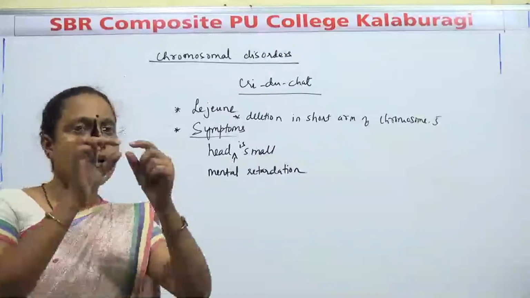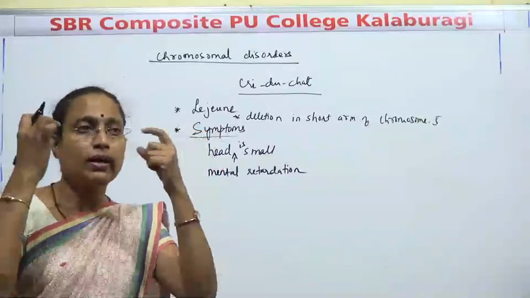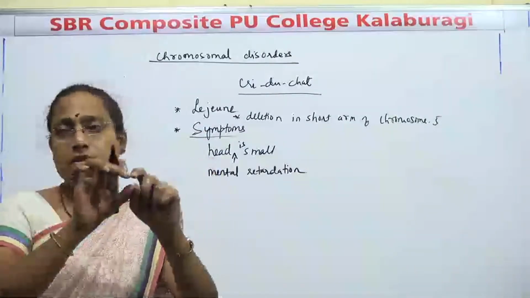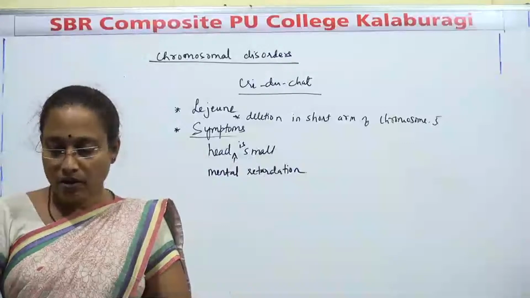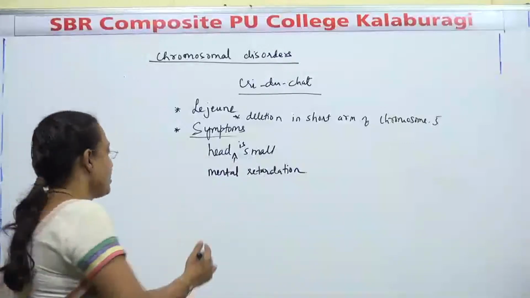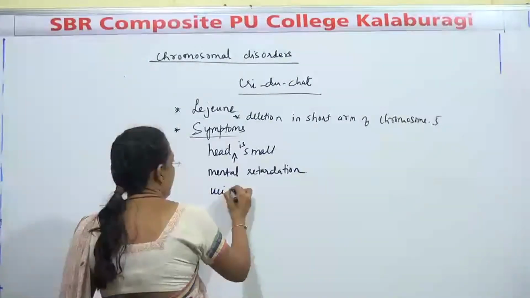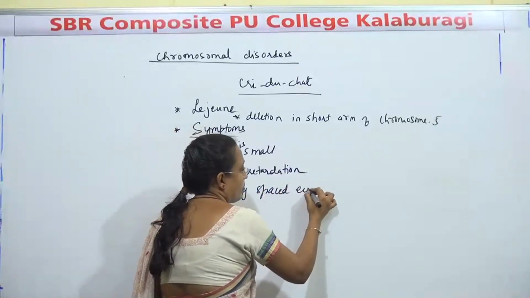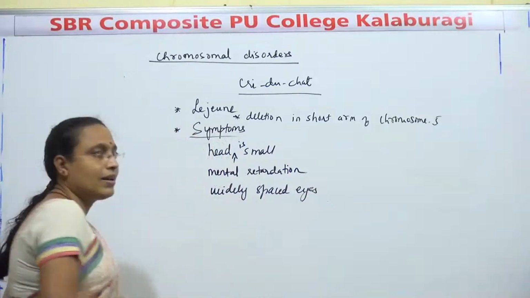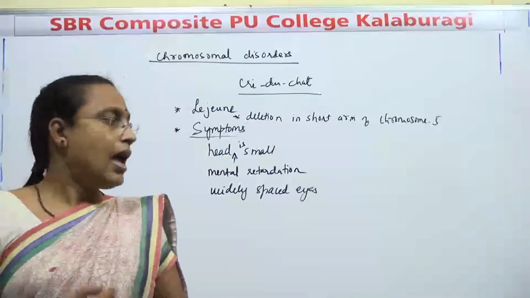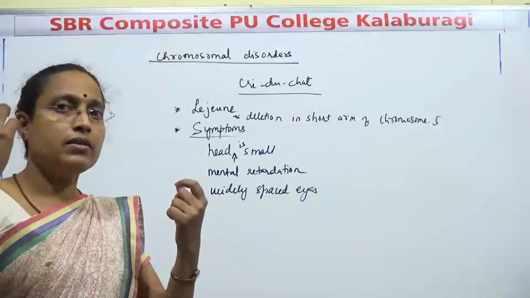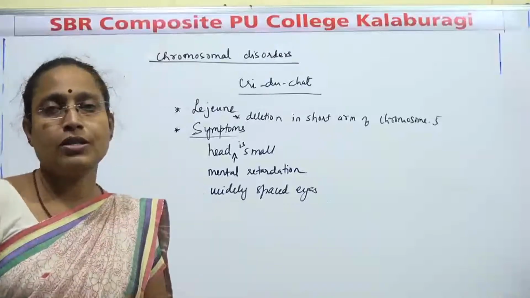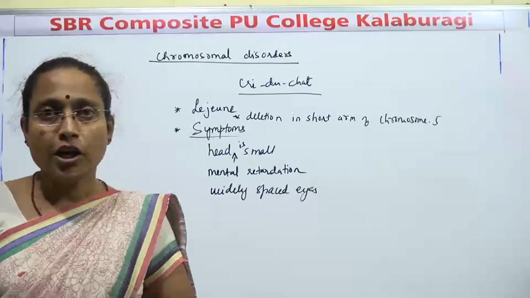And their eyes are placed quite far away from each other. When you compare the distance between the two eyes, it is broadly spaced. Widely spaced eyes. And many times even the ears are set quite far back and not in a normal position. So there is a slight change in the position of the ears also.